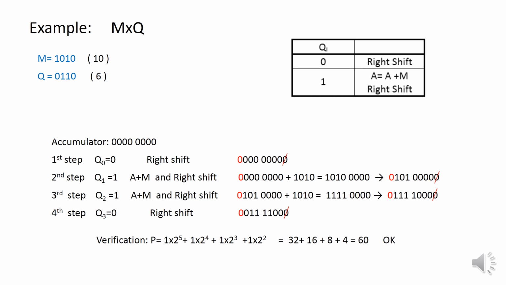This is the third step. The bit of the multiplier is 1, so we do an addition and a right shift. And this is the fourth step. The bit of the multiplier is 0, so we do only a right shift.